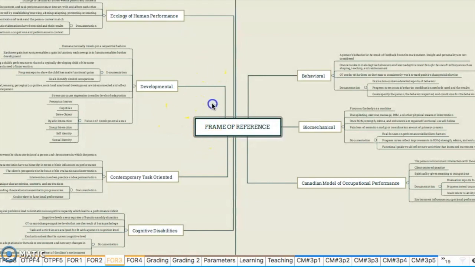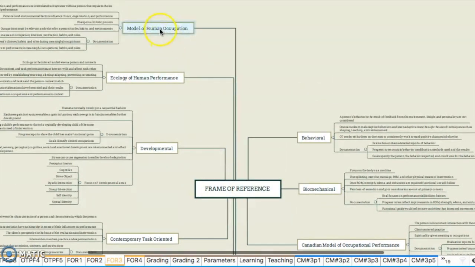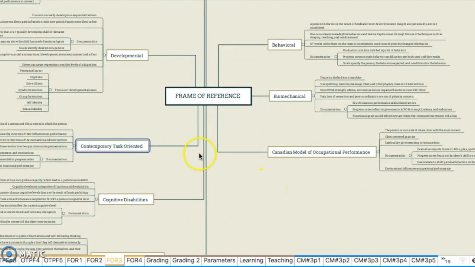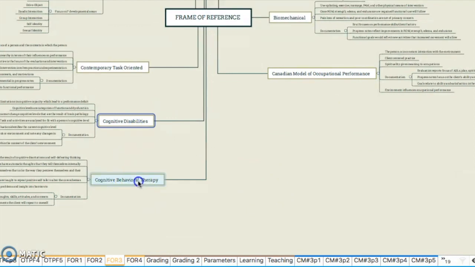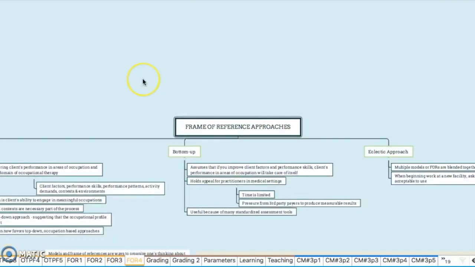Continuing on frames of reference, we have model of human occupation, or known as MOHO, ecology of human performance, developmental, behavioral, biomechanical, contemporary task-oriented, Canadian model of occupational performance, cognitive disabilities, cognitive behavioral therapy. Lastly, we have frames of reference approaches, which we have top-down approach, which is known as client-centered, bottom-up, which is very biomechanical, and the eclectic approach is just multiple models or frames of reference that are blended together.